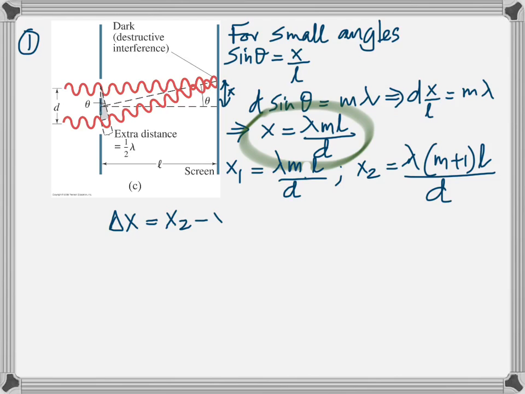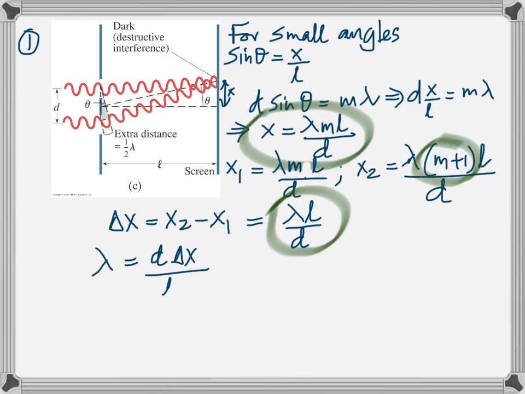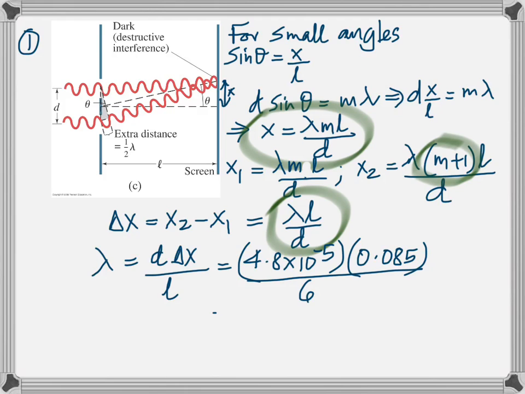And the difference between the two, delta x, is lambda L by d. In fact, that is the expression for bandwidth, or the width of one fringe. Now rearrange that and make lambda the subject. That's the distance between the screens. And then you have 8.5 centimeter into meter, and you calculate it as 6.8 times 10 to the negative 7 meter.